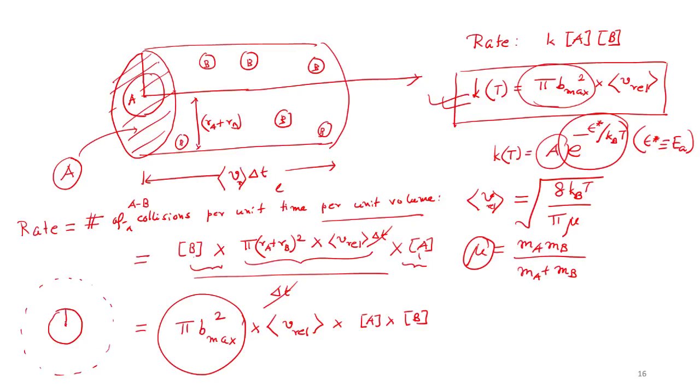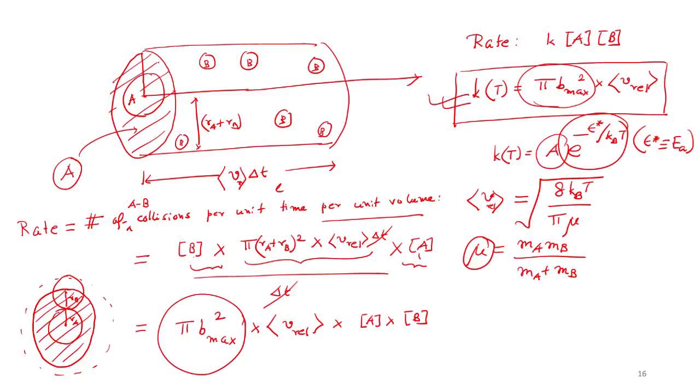So we can think of these as the two molecules, and we said that one is, say, Ra, one is Rb, and Ra plus Rb is b max. If you think of this cross-sectional area, whichever molecule's center lies within this area will be hit by the molecule which is moving at the center.